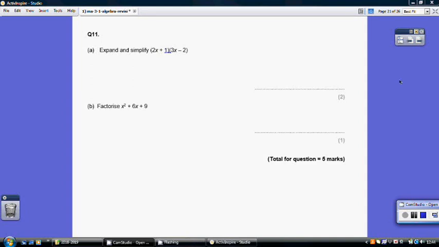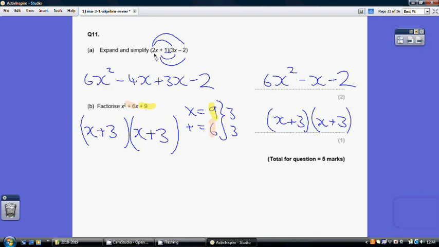Question number 11. So expand and simplify. Expand is get rid of the brackets, and simplify is gather like terms. So popping in our claws, we have 2x times 3x, which is 6x squared, 2x times minus 2, which is minus 4x, 1 times 3x, which is plus 3x, and 1 times minus 2, which is minus 2. So that's expanded. And then to simplify, we gather the like terms.